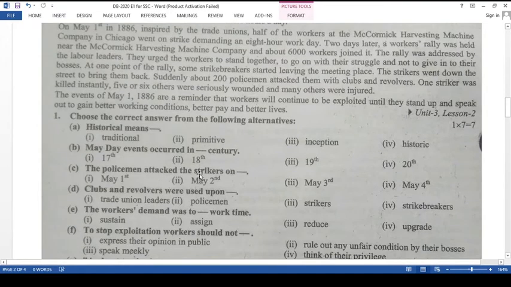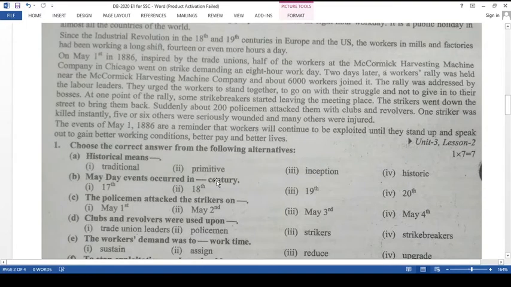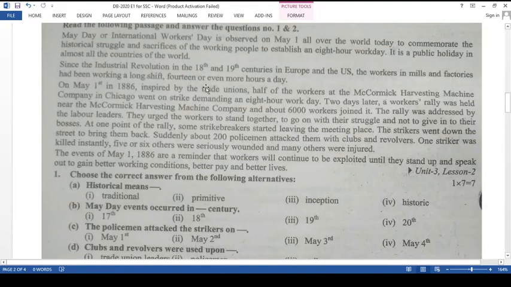The policeman attacked the strikers on dash. Here the exact date of the May Day, in the month of May, is sought. So let us find that out. On the first day, there was a strike. Two days later, I have already told you there is a trick. The first day was May 1st, there was a strike, but two days later a workers' rally was held. So if you add 2 days to the first day, it will be 3rd May. So our answer is May 3rd.